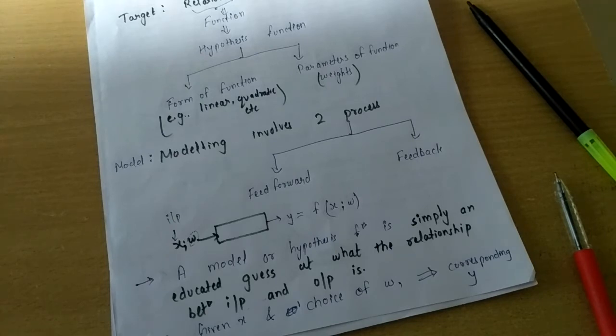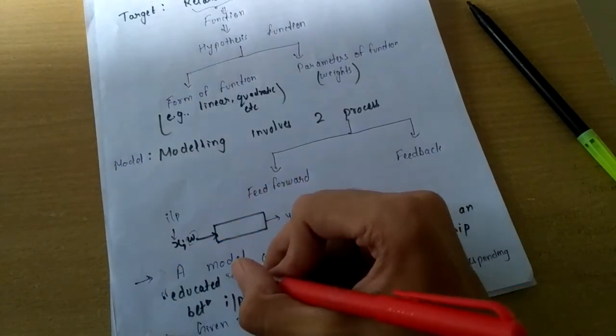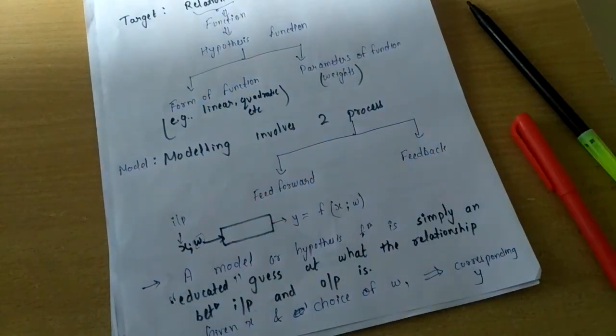So modeling involves two things, feed forward and feedback. In this lecture we just discussed feed forward, that is from x to y, from input to output. We are just choosing our w because the input is fixed. It is just any random guess, but it should be logical. That's why I have written educated guess. Just choosing any w, we will get the output.